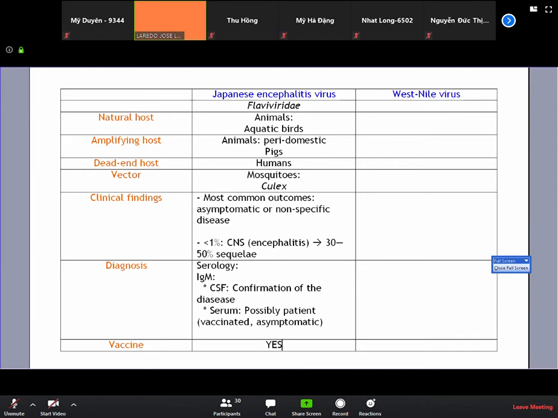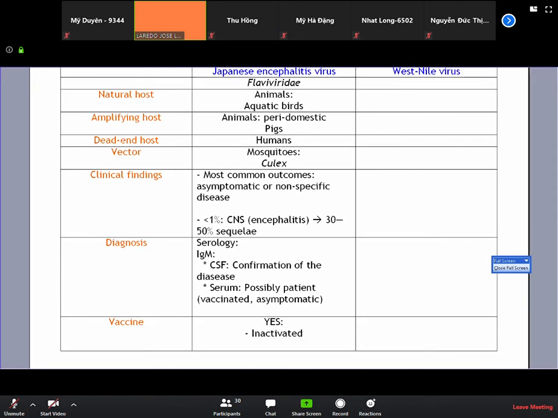We have a vaccine against Japanese encephalitis. Actually, we have two vaccines. We have inactivated vaccines, very expensive, and we have live attenuated vaccines, both. In Vietnam, we think that you are vaccinated already against Japanese encephalitis. So we go back to the presentation.